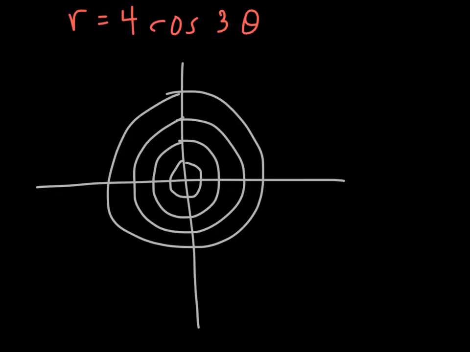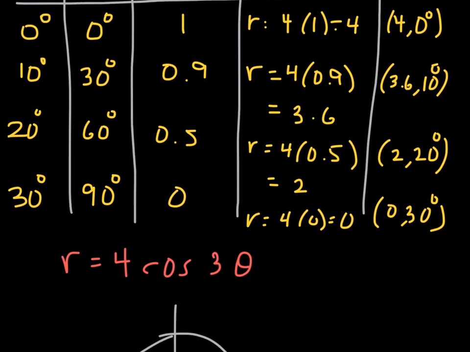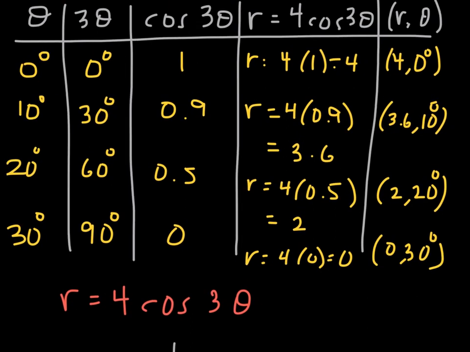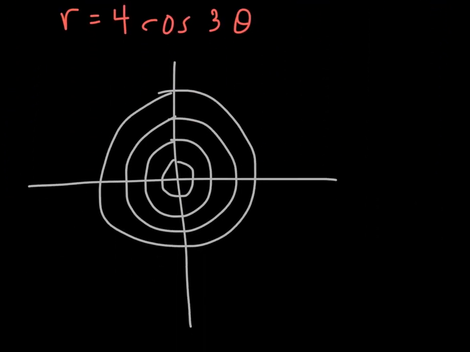Okay, so the first ordered pair that I want to plot is 4 comma 0 degrees. Let's plot that one. That means go out 4 units, 1, 2, 3, 4 units at 0 degrees. So there's that first point there, okay? That's 4 comma 0 degrees.